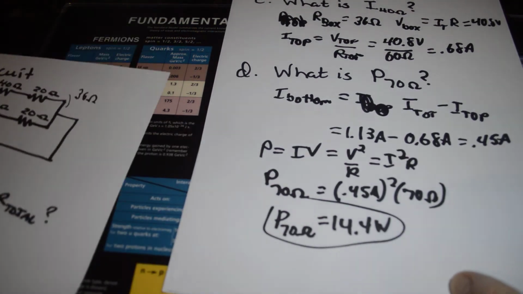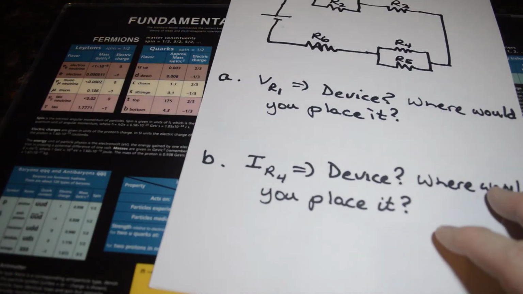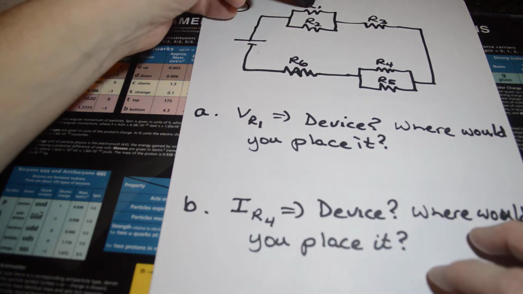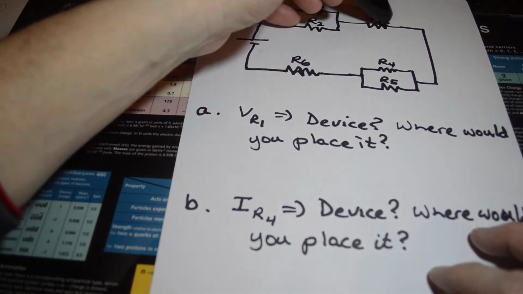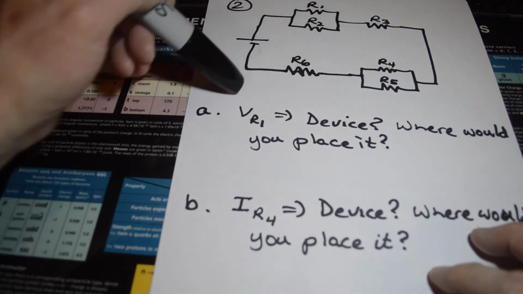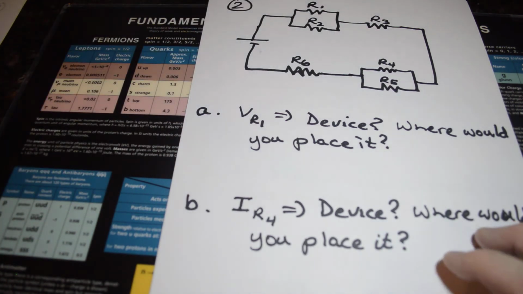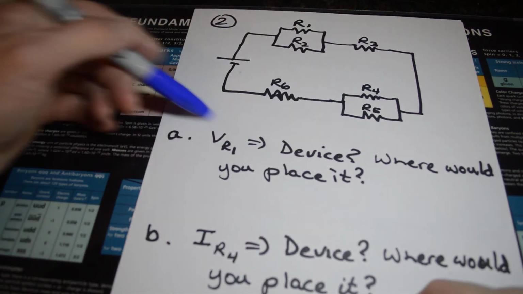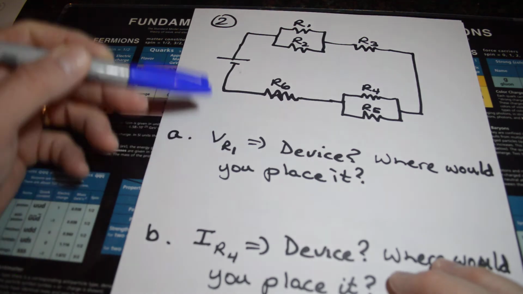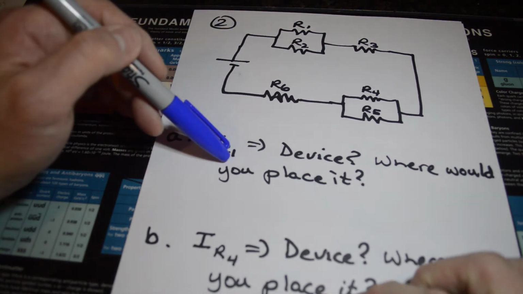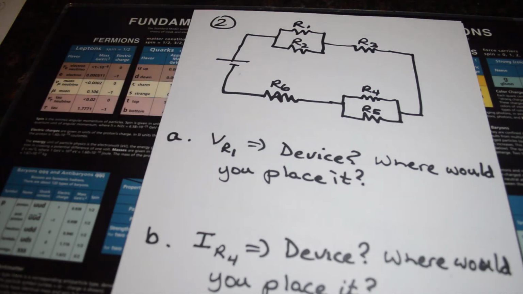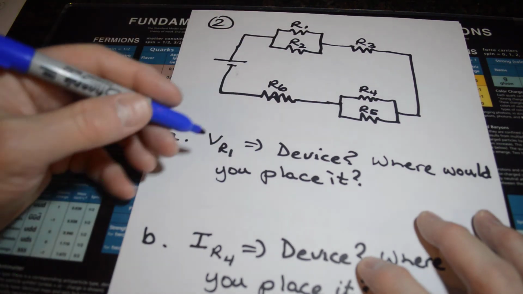Hope that makes sense. Let's go ahead and go on to the next question. If you have this circuit, you have a power supply connected to two resistors that are in parallel, a third resistor in series with that, two more in parallel, and a sixth resistor in series. There's a couple questions that are being asked here. Number one, for that circuit, if you want the voltage measured across R1, what is the voltage? It asks what kind of device would you use and where would you place it? Just an experimental type question.